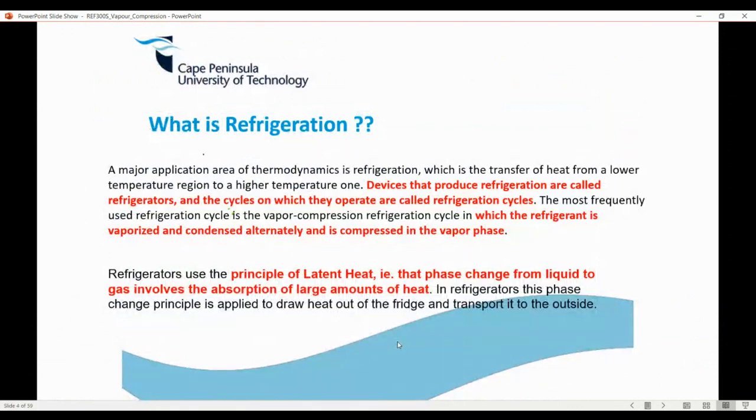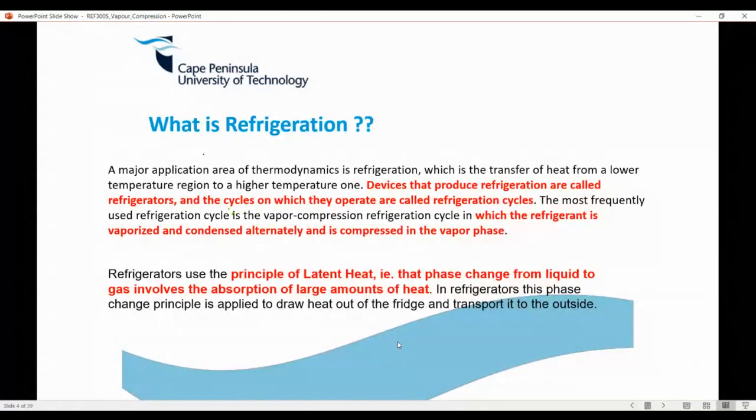So before we start the refrigeration, I want to include a whole story about microorganisms and why we do refrigeration, but just keeping it concise and straight to the point. It says a major application area of thermodynamics is refrigeration, which essentially transfers heat from a lower temperature to a higher temperature. Now that's very interesting. If you look at the second law of thermodynamics, the law of entropy, you find that heat always goes from hot to cold. That's how normal heat travels.